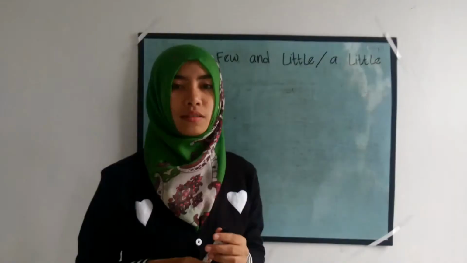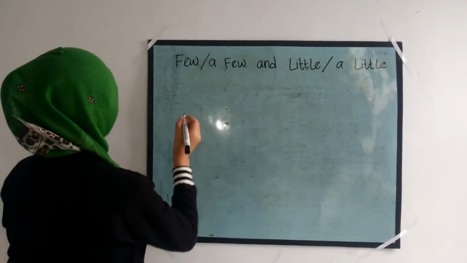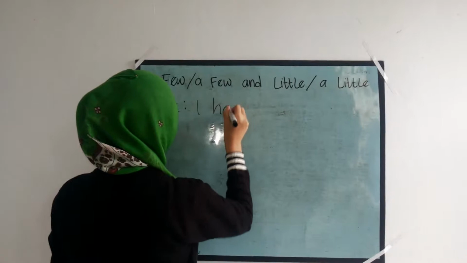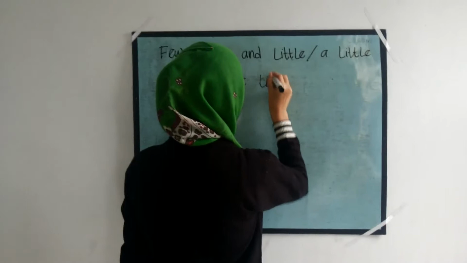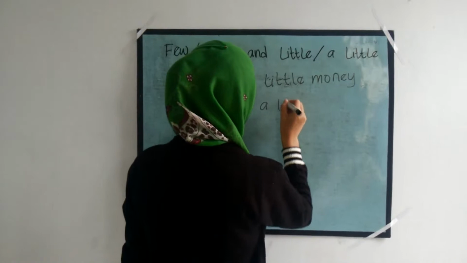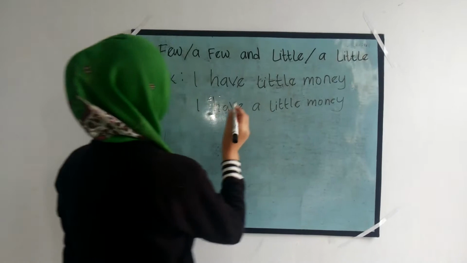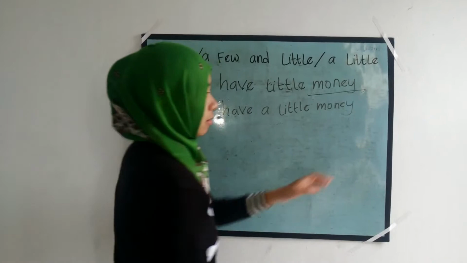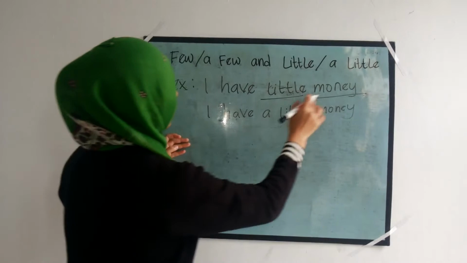Okay, I will give you another example. I have little money. Money is an uncountable noun. Yes, little. I have little money. It means I have hardly any money.